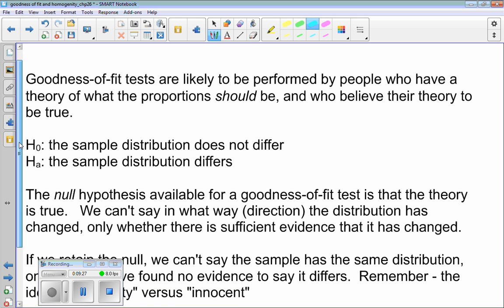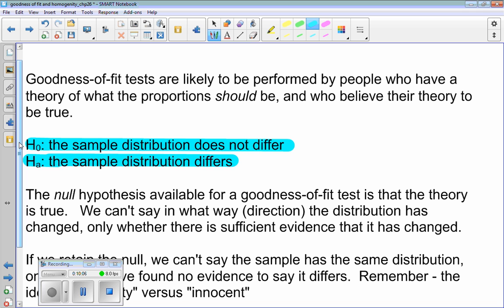First, let's talk about the hypotheses. The thing that I love about chi-square tests is that their hypotheses are always the same. For a goodness of fit test, it's always going to be this, but give the context of the problem: the sample distribution doesn't differ. That's the claim. It's not any different than the historical distribution. The percentages of A's, B's, C's, D's, and F's are still the same. The alternative is that it's different.